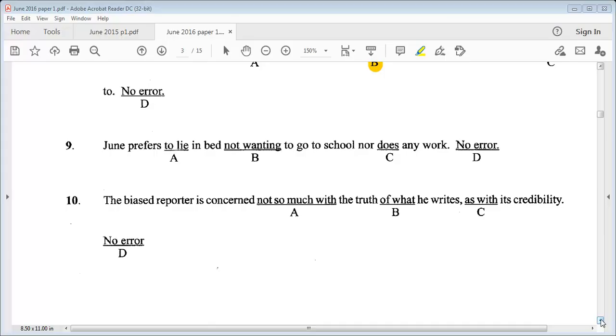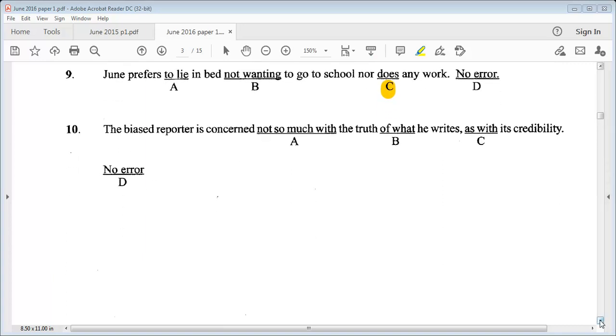9 says, June prefers to lie in bed, not wanting to go to school, nor does any work. So we notice to lie, that's correct. So we notice where the problem is right at C. So instead of does, since it is June, it should be do. So C would be your answer.